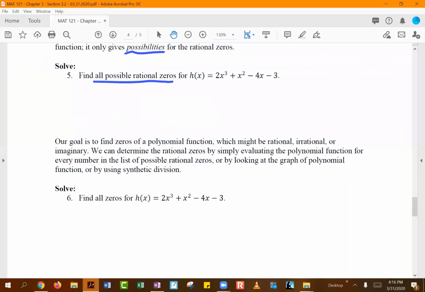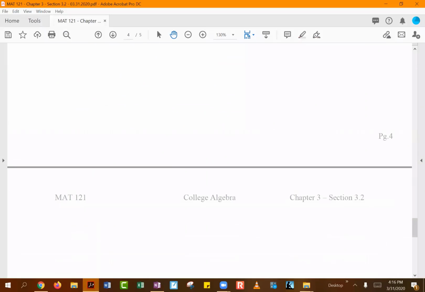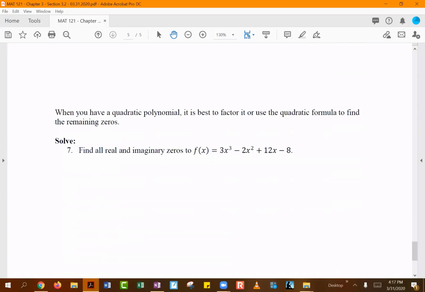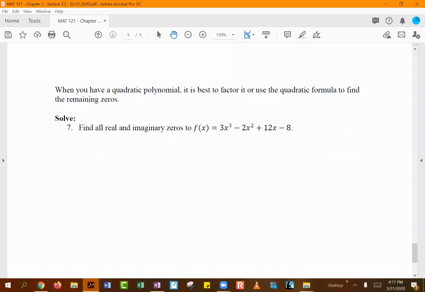Okay. All right, let's come back to our handout over here. I've actually given you quite a bit of space there, looks like. And then they're telling us when you have a quadratic polynomial, it is best to try and see if factoring will work or use a quadratic formula to find your remaining zeros. So we can actually take a look at that as we look at this example 7 here.